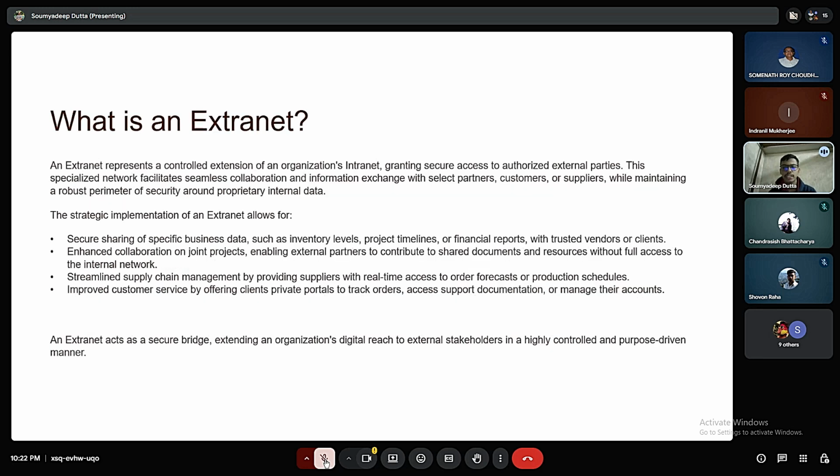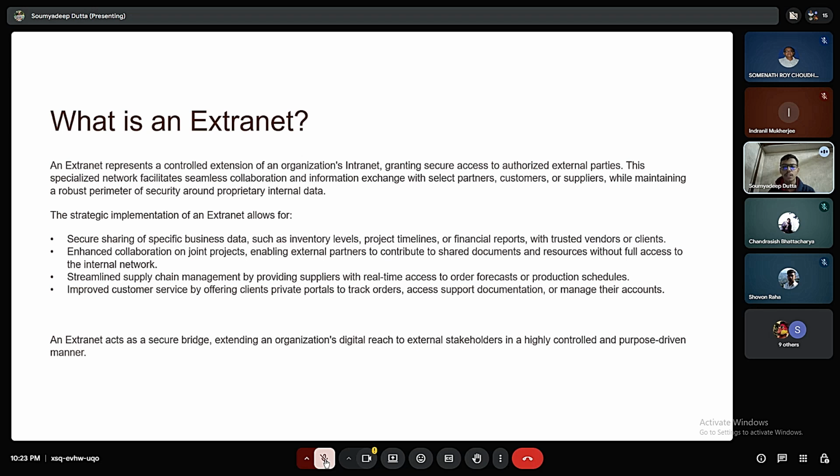Next, let's understand the extranet. An extranet is a controlled extension of an organization's intranet. It allows selected extranet users such as clients, suppliers, or business partners to access specified information securely. Unlike the internet, access to an extranet is strictly limited, and unlike the intranet, it is not only for internal employees.